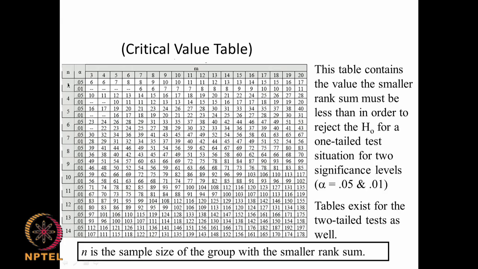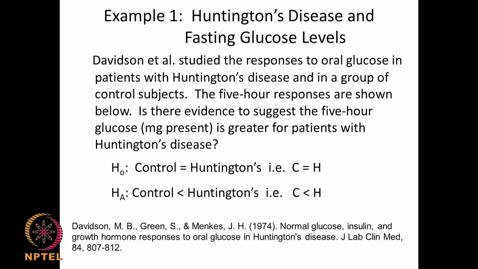So, N, this is the smaller rank, sum must be less than in order to reject the H0, for a one-tailed test. Similarly, you also have a table for the two-tailed test. So, this table contains values, the smaller rank sum must be less than in order to reject the H0 for a one-tailed test. Do you understand? So, we have here sample size of the group with the smaller rank sum, and this is the sample size of the group with the larger rank sum. Do you understand? Now let us do a problem here.